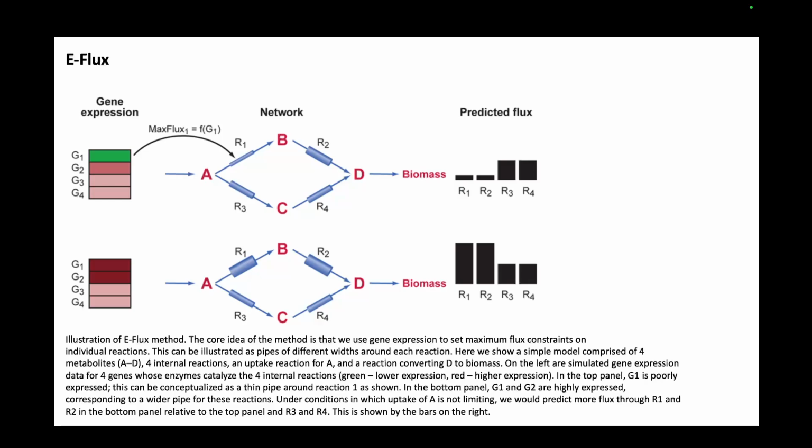On the left are simulated gene expression data for four genes whose enzymes catalyze the four internal reactions. Green is basically lower expression, and red corresponds to higher expression. In the top panel, in the first gene, G1 is poorly expressed, and this can be conceptualized by this thin line. G1 is contributing to this particular reaction, G2 here, G3 here, G4 here. The width of the pipe is proportional to the expression value. So here the expression is pretty low for G1.